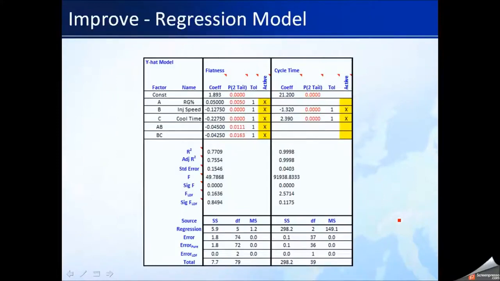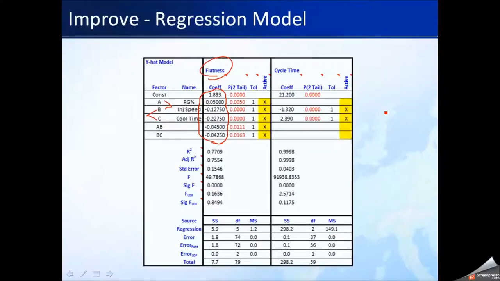Okay, and now what we have is a model. So for those of you that haven't seen it before, in this column here, that is an equation of how to achieve flatness based on regrind, injection speed, cooling time. The interaction between these two and the interaction between these two is also important. So we have a mathematical model.